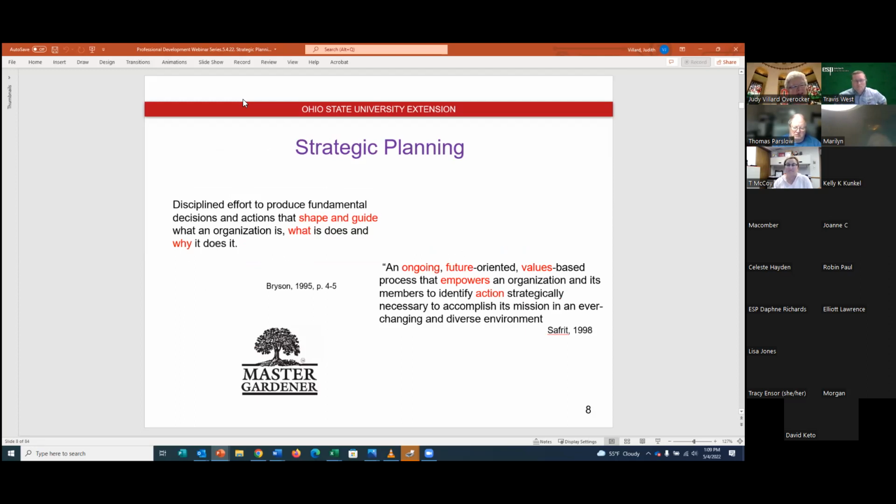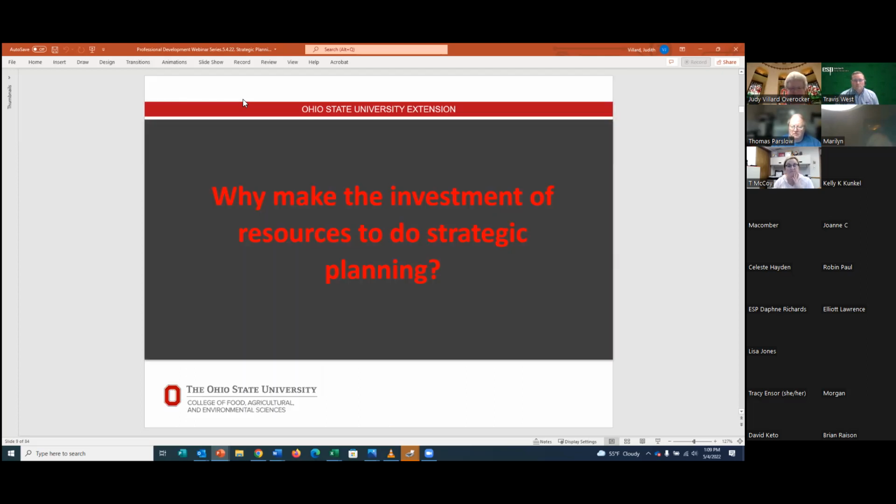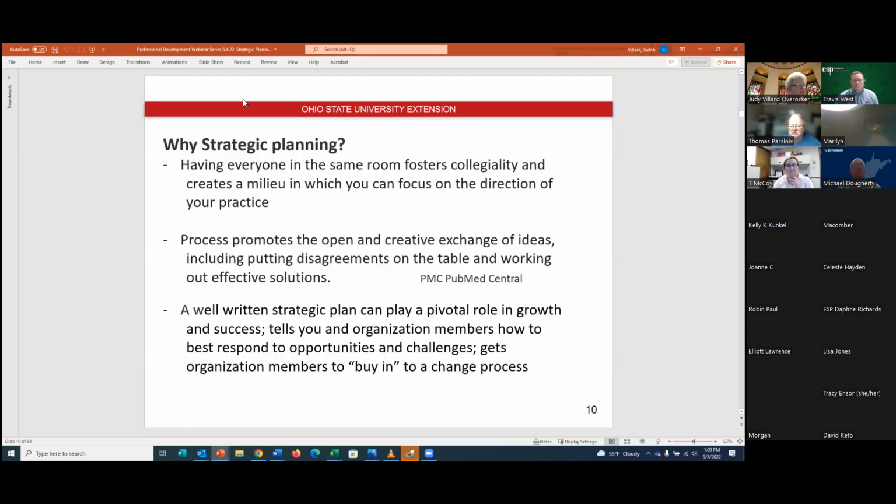It's values-based, it empowers the organization, and it has action strategies to it. So that's kind of the premise I'm going to use as we're talking about strategic planning today. So why would I want to do this? Why would I want to invest the time? And I can't tell you that it's going to be a quick and easy fix, because it's not. It's going to be some work on your part. It's going to be some work on the members of your organization on their part, but hopefully it's going to be some advantage. And so we're going to talk about that.